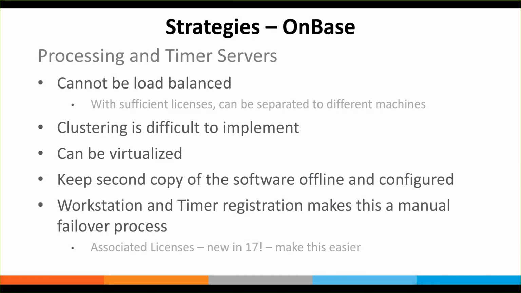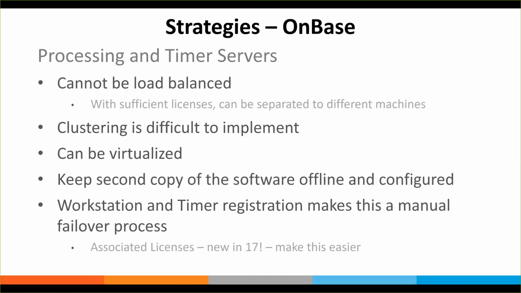And you can keep a second copy of the software offline and configured. That is not a license violation. You don't need a second license for that. To have a second copy offline, a cold copy, is fine. It doesn't require a second license. And then when the first one comes down, you bring that up. That's fine and does not require a second license as long as they are not both online at the same time. Workstation and timer registration makes it a manual failover process, although associated licenses, which were new in 17, make that a lot easier.